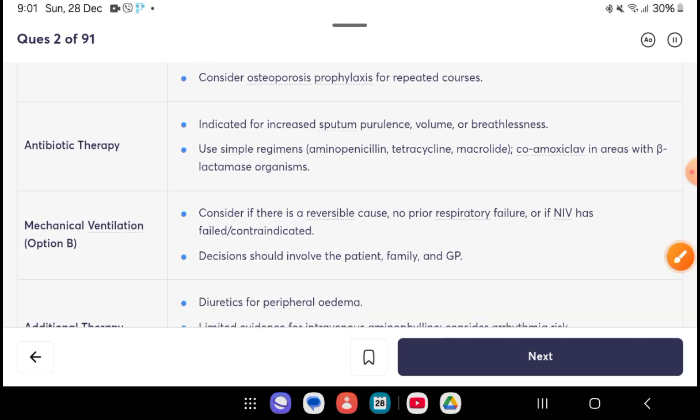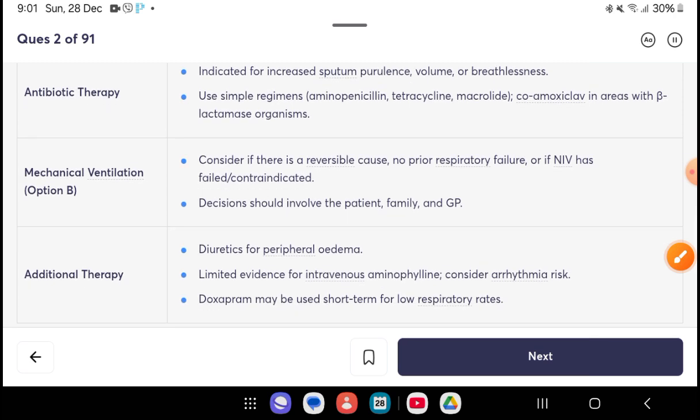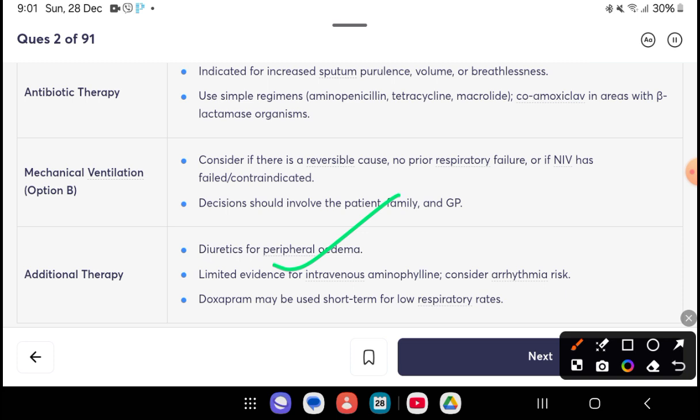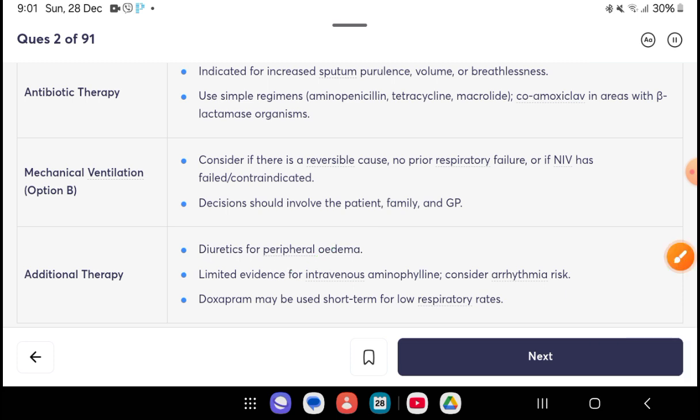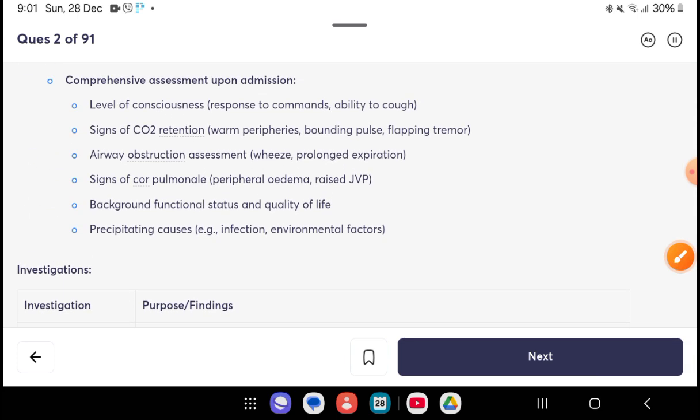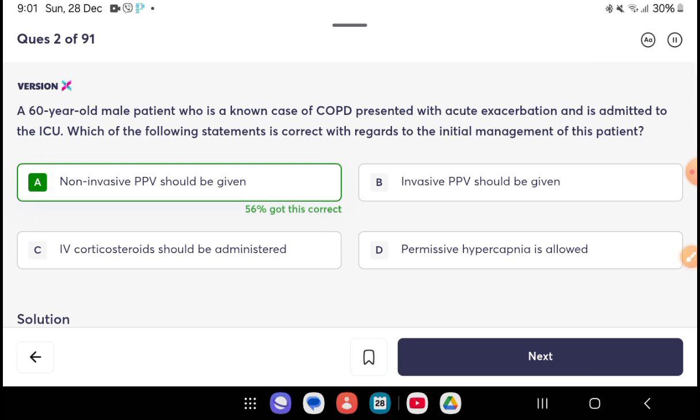And additional therapy includes diuretics for peripheral edema, as patients also develop peripheral edema. Simple. This is a case of acute exacerbation of COPD.